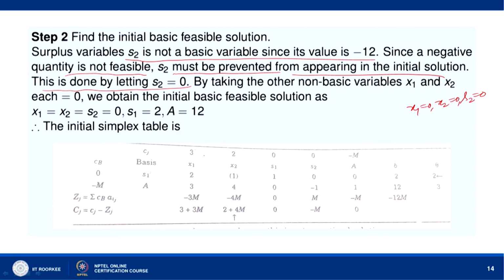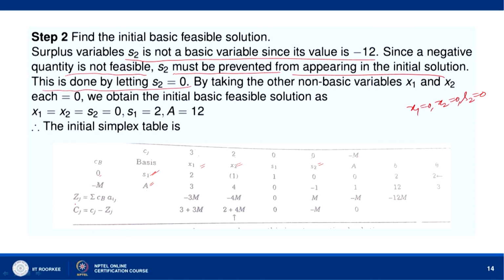Cj's are coefficients of x1, x2, s1, s2 and a in the objective function. This is CV column where now basis variables are s1 and a, and non-basic variables are x1, x2 and s2. So, the coefficient of s1 in the objective function is 0, coefficient of a in the objective function is 0.